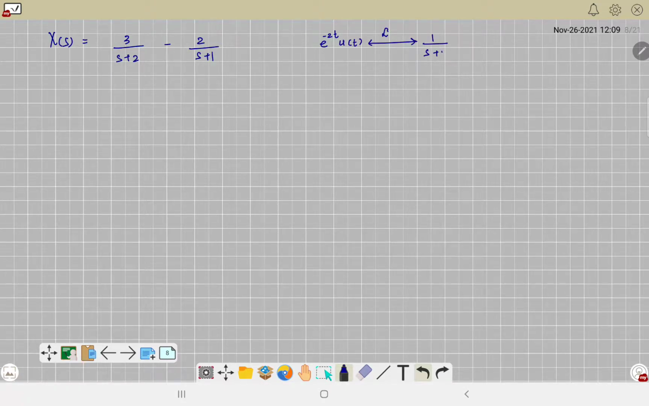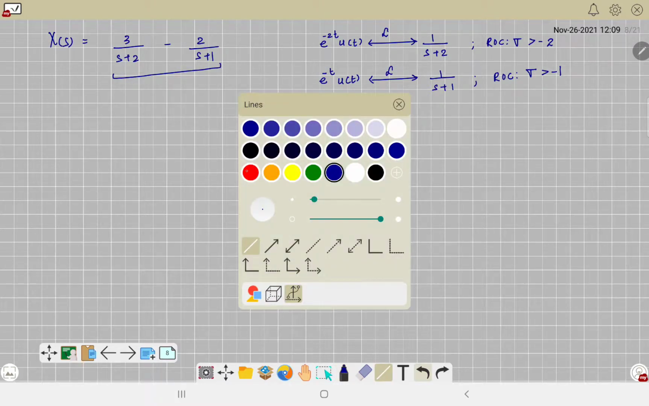the Laplace transform of this is 1 by s plus 2 with a region of convergence. We typically show it like this, sigma greater than minus 2. Okay. Then the second component, e raised power minus t u of t, is 1 by s plus 1 with a region of convergence sigma greater than minus 1. Okay. But we have to find the region of convergence of the whole thing, and that will basically be the intersection of the two regions of convergence.